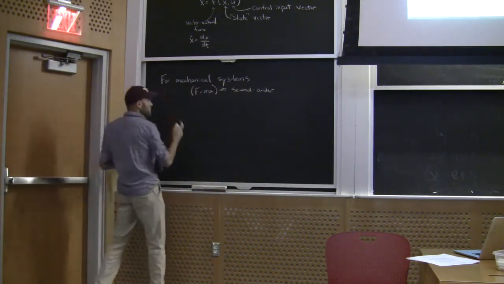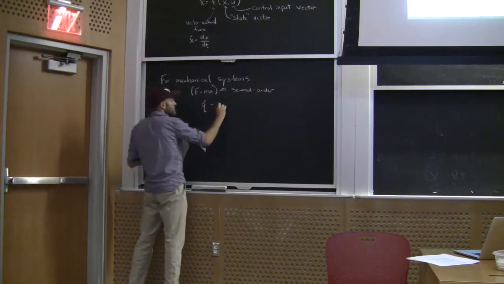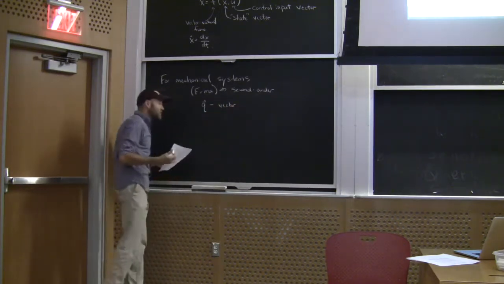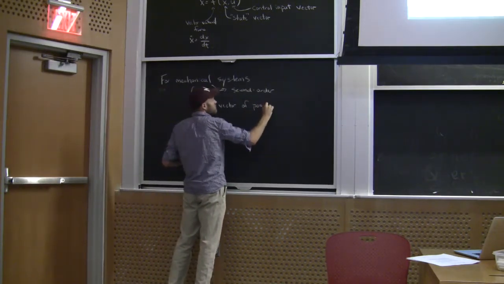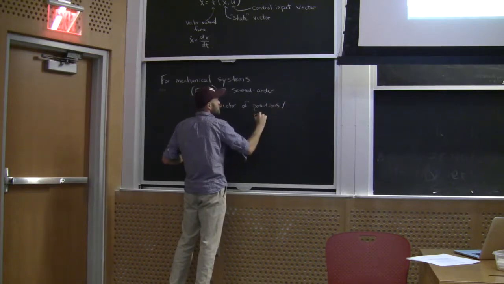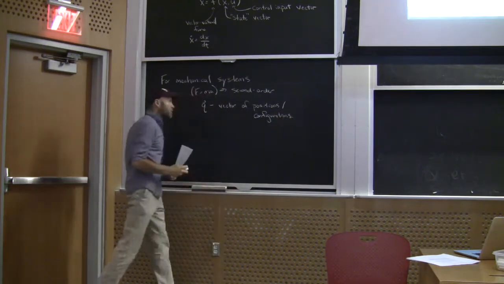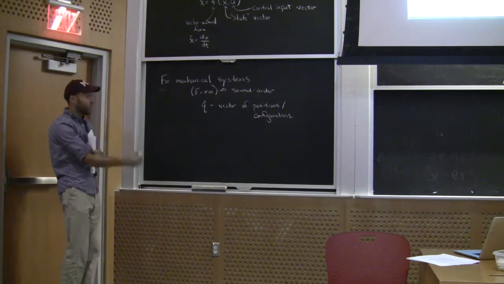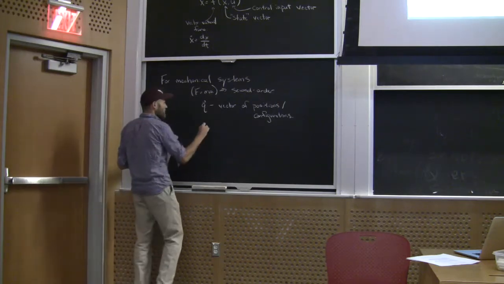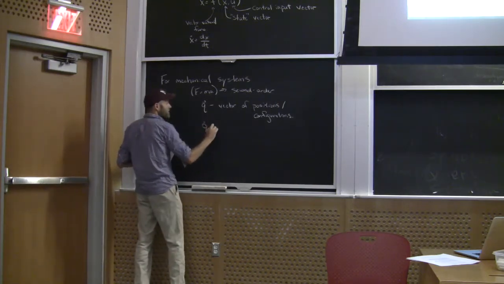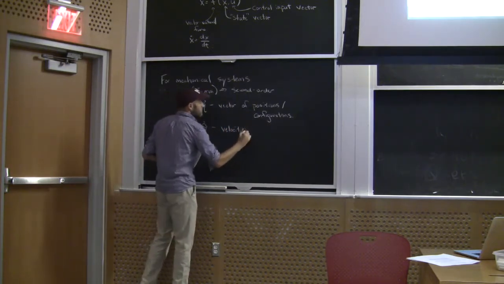So we're going to use a little bit more refined notation, I guess. We're going to say Q is a vector of positions or configurations of my robot. So that could be a list of all the joint angles, for instance, of a humanoid robot. Okay. We'll write Q dot as the velocities.